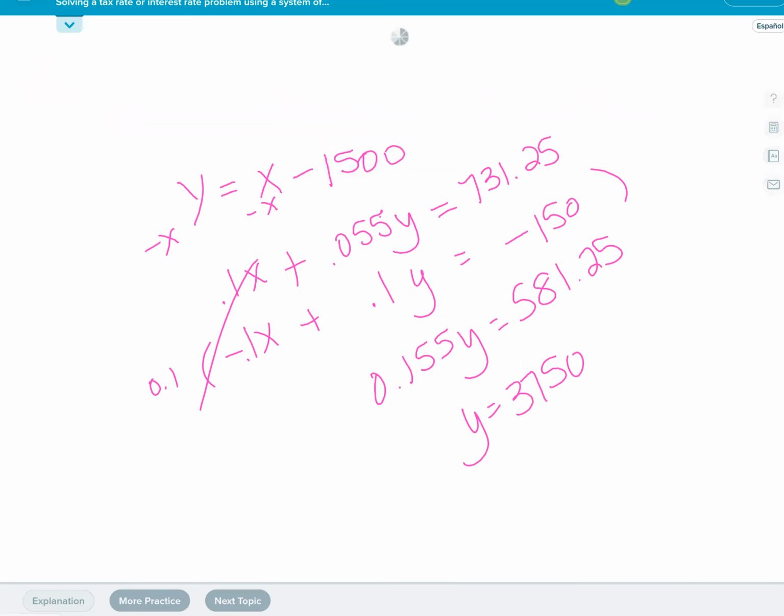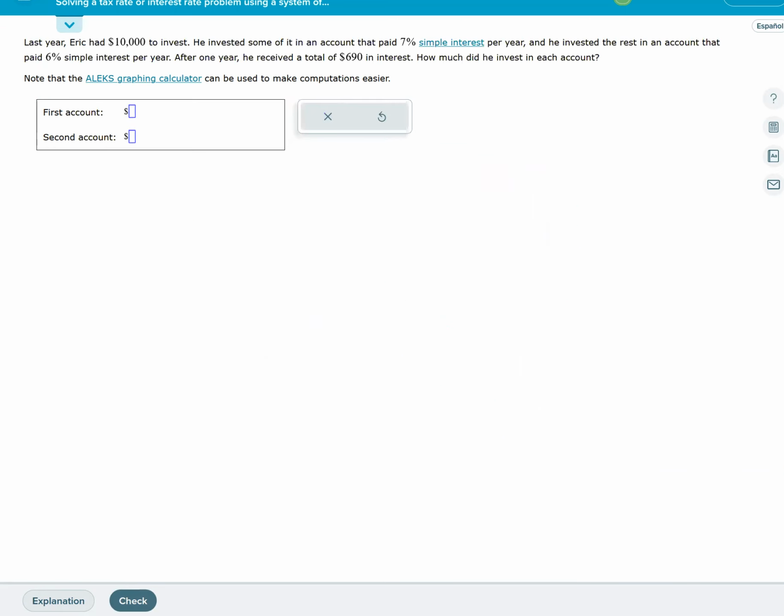Let's do another one here. Okay, so this guy, Eric, invested $10,000. He invested some of it in an account that paid 7%, the rest in an account that paid 6%. This is simple interest, so we don't have to worry about compound interest. His total interest was $690.